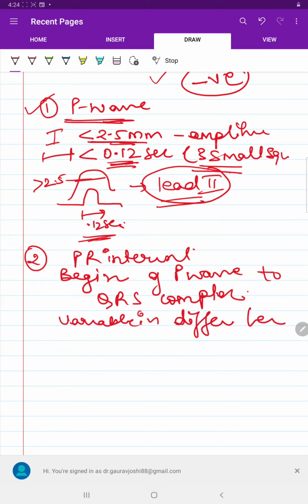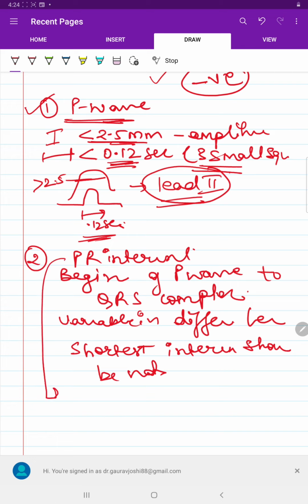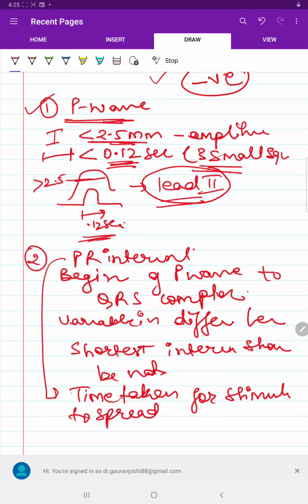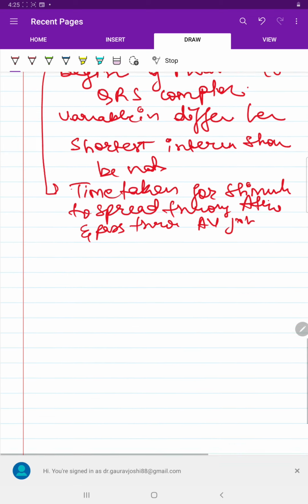Different leads, it's variable, but the shortest interval should be noted. What does the PR interval denote? The PR interval denotes the time taken for the stimulus to spread through the atria and pass through the AV junction.